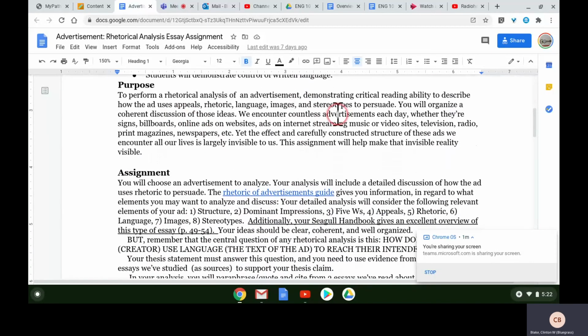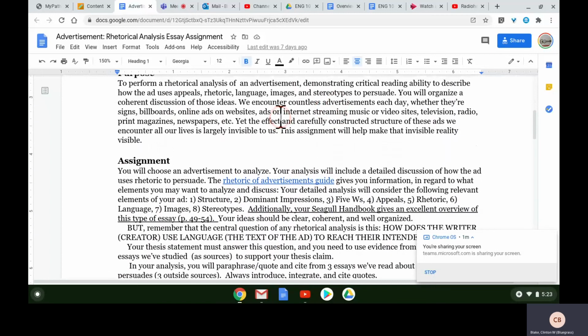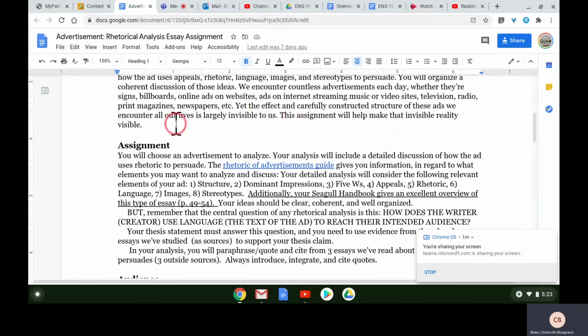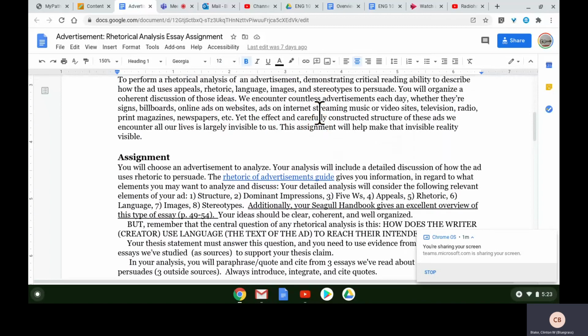The purpose of this, and I'm going to jump down to why we're really doing this. We see all these advertisements every day, whether they're signs, billboards, online, on websites, streaming music or video sites, you name it, TV, radio. But we're not always aware of how these advertisements are put together. The way that they're structured to impact us is largely invisible. So the purpose of this assignment is to help make that invisible reality visible. So that's the point there.